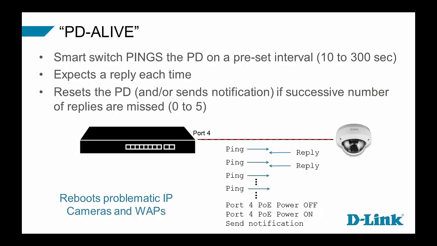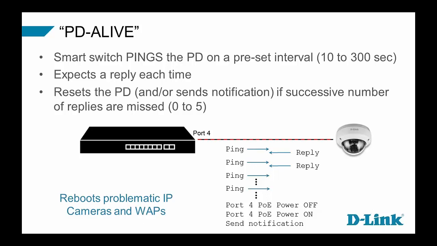We've taken that feature one step further on many of our smart switches with something we call PD Alive. With PD Alive, the smart switch actually does this automatically. So if PD Alive is enabled, the smart switch will send pings on a periodic basis to the PD that can be configured anywhere from 10 to 300 seconds between pings. And of course, the switch is going to expect a reply to that ping each time. If it does not receive a reply within a set number of fails, then it will actually power down and power back up that particular port.